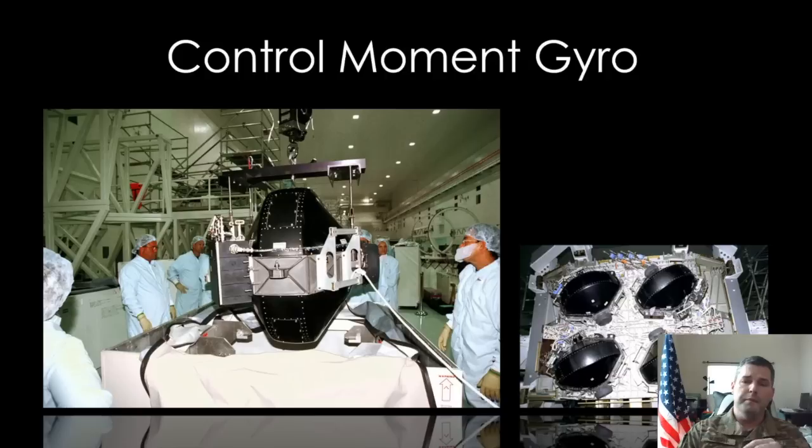So these are typically fairly large. Pro is that they produce a tremendous amount of torque. One of the cons is that they're complex. They're kind of expensive. They scale up very well, which is a good thing, right? They can produce a tremendous amount of torque as they get larger and larger, but they don't scale down very well. So you're not going to see these on small satellites.